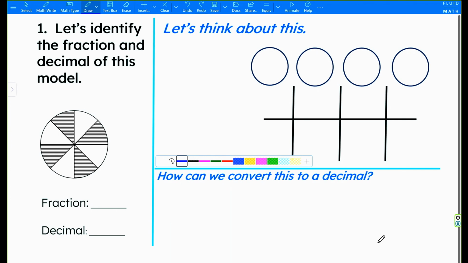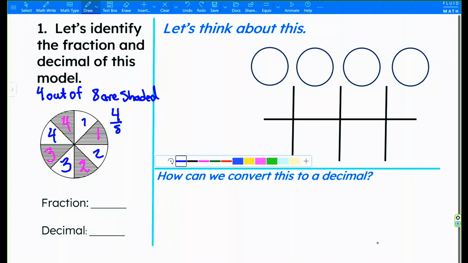I can see that if I count it out, I have 1, 2, 3, 4 sections that are shaded. I can also see that I have 1, 2, 3, 4 sections that are not shaded. So if I represent this in words, I would simply say that 4 out of 8 are shaded. I can also represent this as a fraction: 4 out of 8 are shaded.